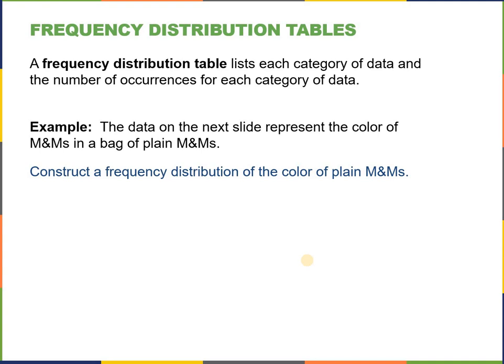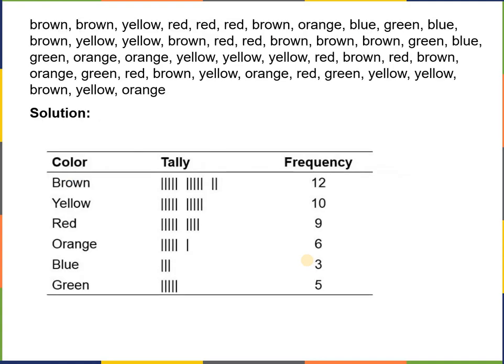The first way to organize our qualitative data is frequency distribution tables. A frequency distribution table lists each category of data and the number of occurrences for each category of data. For example, on the next slide, you're going to have the color of M&Ms in a bag of plain M&Ms. We want to construct a frequency distribution of the color of plain M&Ms.